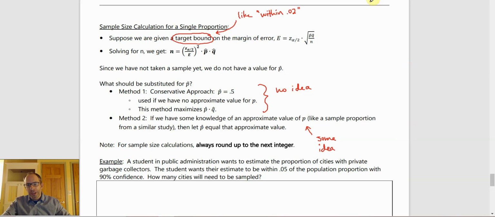And then this is sort of a weird idea. Always round up to the next integer. And that feels sort of unconventional when the thing after the decimal point is like a 1 or a 2. But the reason that you have to do that is because if you round down, you're going to get a margin of error that's slightly too big. So that's why you have to always round up.